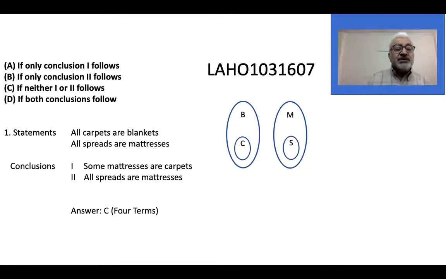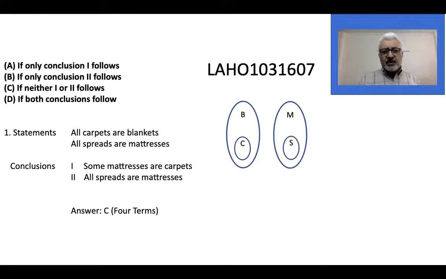All right. Please also notice here we are dealing with four terms. As a simple rule, if the two statements that we are taking into consideration have four terms, the terms being carpets, blankets, spreads, and mattresses, then you cannot derive an answer. As a general rule, you should remember this: if there are four terms in a set of two statements, you can never get an answer. Because of that, this conclusion is not possible. Hence, the answer is C.